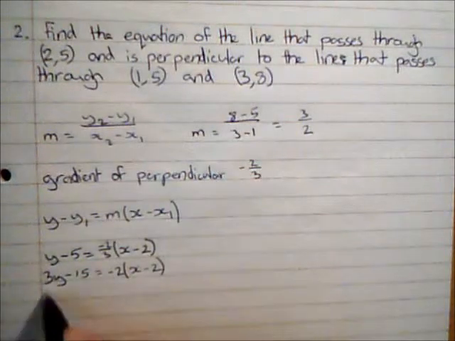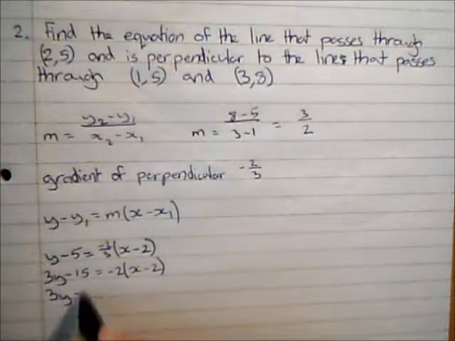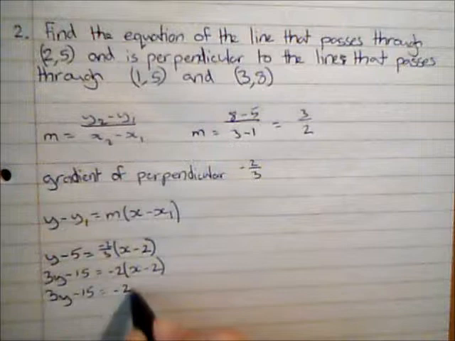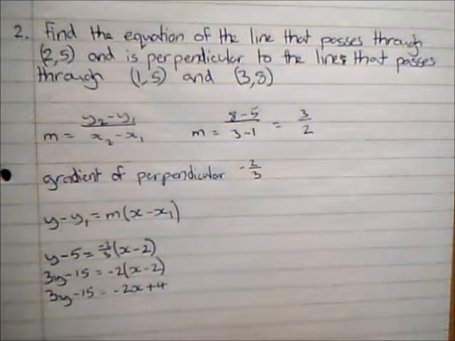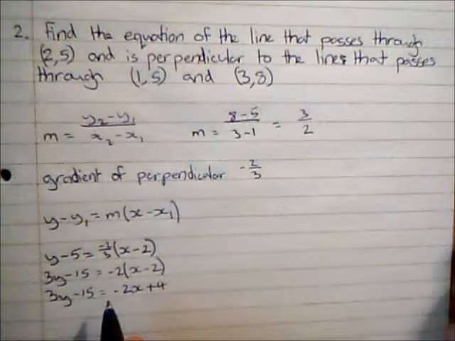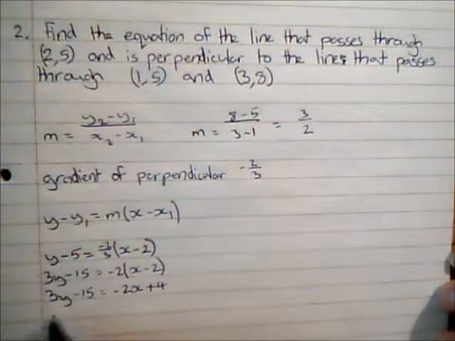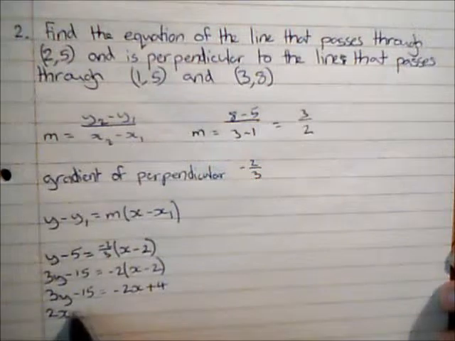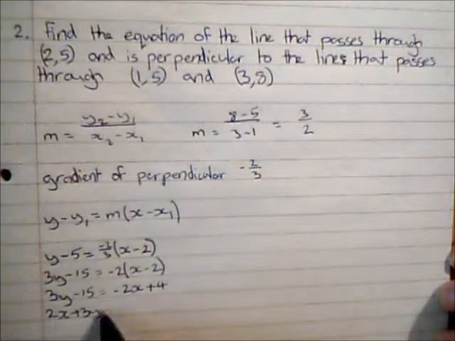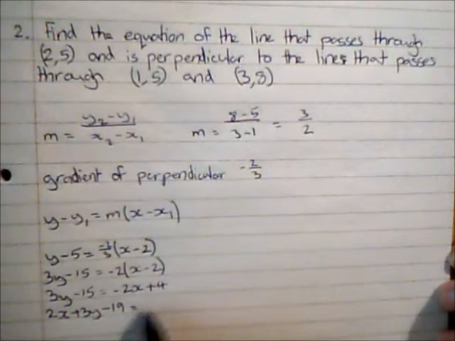I'm going to expand the bracket, and then I'm going to move both of these two terms across to have it in the form ax plus by plus c equals 0. So 2x plus 3y minus 19 equals 0.